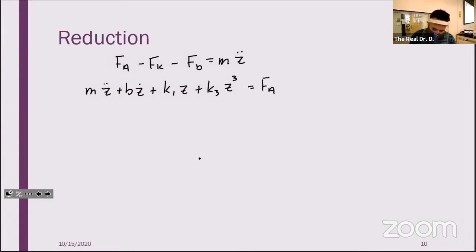What order system am I dealing with here? Second. Why? Because if you're looking at this beautiful model equation that we have, the highest order derivative is second. What if I had a circuit attached to this? What if this was an electromechanical system? You would have to add the order of the electrical system to the order of the mechanical system. They add. So we know that this is a second order model.